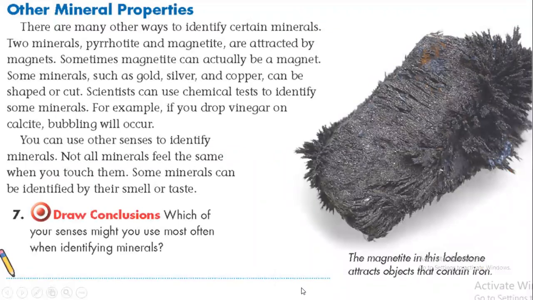Other mineral properties. For some minerals we can test other properties, just like we can test their smell and taste. Other minerals can be tested with chemicals, just like if you drop vinegar on calcite, bubbling will occur. Some minerals have magnetic properties. They can be attracted by magnets, like magnetite and pyrrhotite. Magnetite can even actually be a magnet itself.